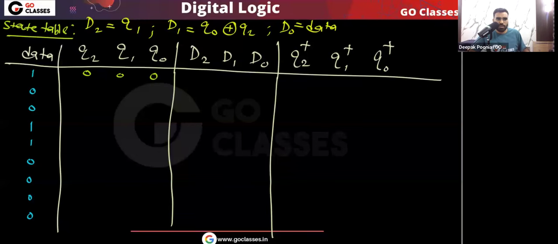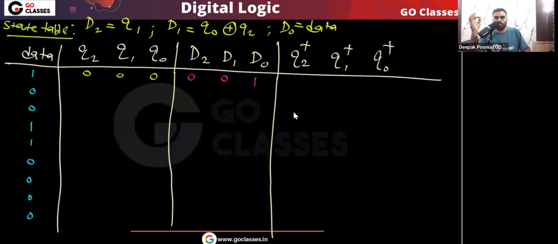Okay, very good. Now let's see. If this is the present state and this is the data input, from these two we are going to find D2, D1, D0. D2 is same as Q1, so it will be 0. D1 is Q0 XOR Q2, so that will be 0 XOR 0, which is 0. And D0 is same as data, so it will be 1.